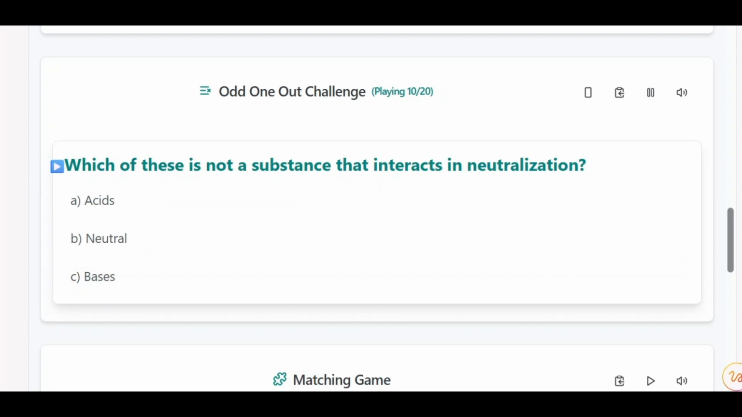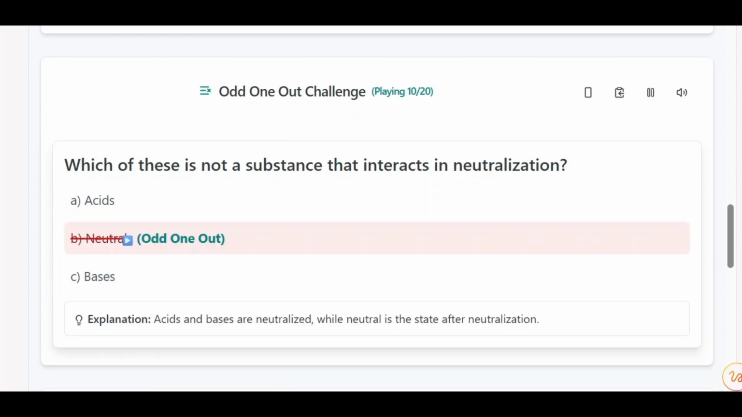Which of these is not a substance that interacts in neutralization? Acids, neutral, bases. The odd one out is neutral, because acids and bases are neutralized, while neutral is the state after neutralization.